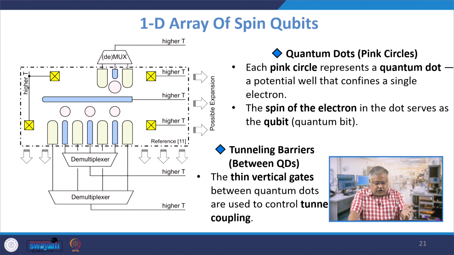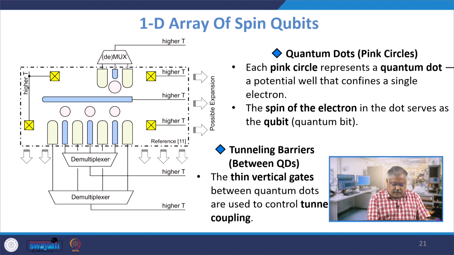So this is how you actually do it. Now you can see, as I was discussing very early in our discussion, that a mux and demux are required, and that is what you see here. You have a demultiplexer here and you have a mux or a demux kept here. Now these pink circles are basically your quantum dots. These are QDs having spin up or spin down states.